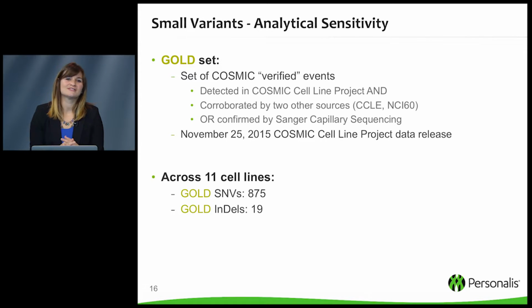Since gold standard reference samples are not really available for the breadth of the assay that I'm discussing, we curated a gold set of somatic variants using the COSMIC verified events. Now, these events were detected in the COSMIC Cell Line Project in the same cell line as we detected it, and were also verified by 2 other sources, CCLE, the Cancer Cell Line Encyclopedia, and NCI-60, or were independently confirmed by Sanger. So in total, across these 11 cell lines, there are 875 such gold SNPs and 19 indels.